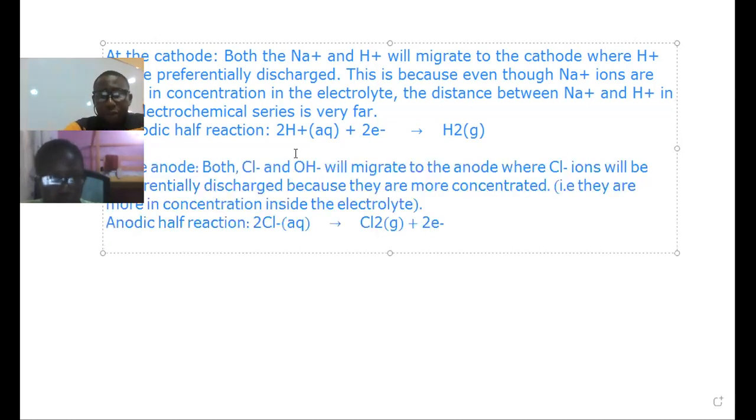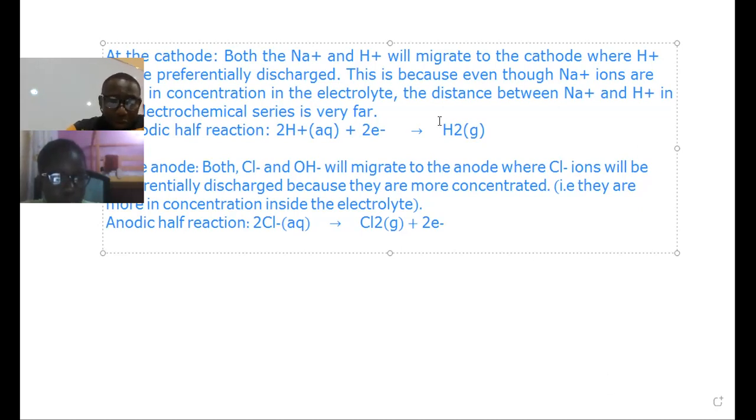Now at the anode, chlorine and hydroxide ions migrate to the anode. Now chlorine ion is closely positioned with hydroxide ion, and because of that, chlorine ion will be released. So at the cathode, hydrogen gas is released. That's the product of the electrolysis. And at the anode, we have chlorine gas.